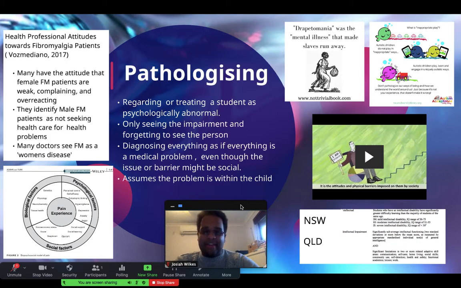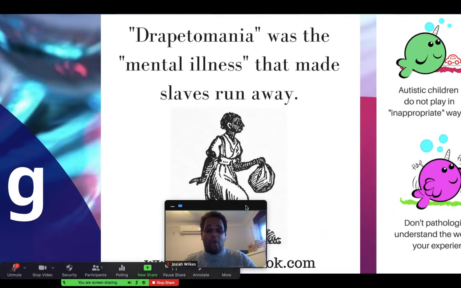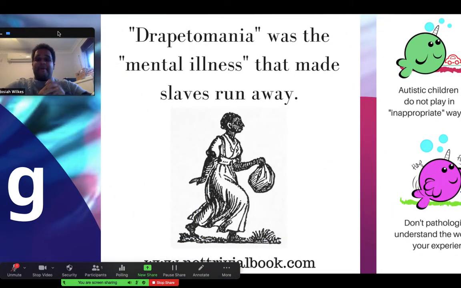The other thing about pathologising is diagnosing everything as if everything is a medical problem, even though the issue or barrier might be social. So I've got an example here. This is from the 1850s. In the past, we've come up with quite a few different disabilities and conditions that later we've decided actually that's not a thing. And this is one of them. One condition in the 1850s that they came up with was drapetomania. And this was the mental illness that made slaves want to run away.